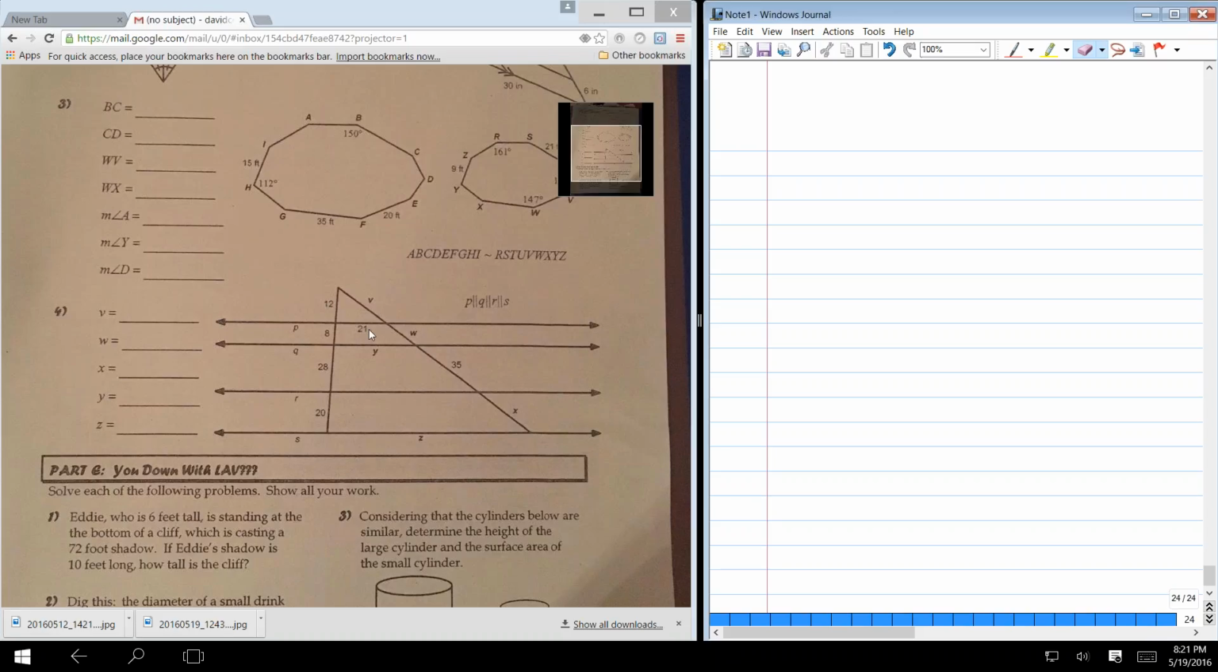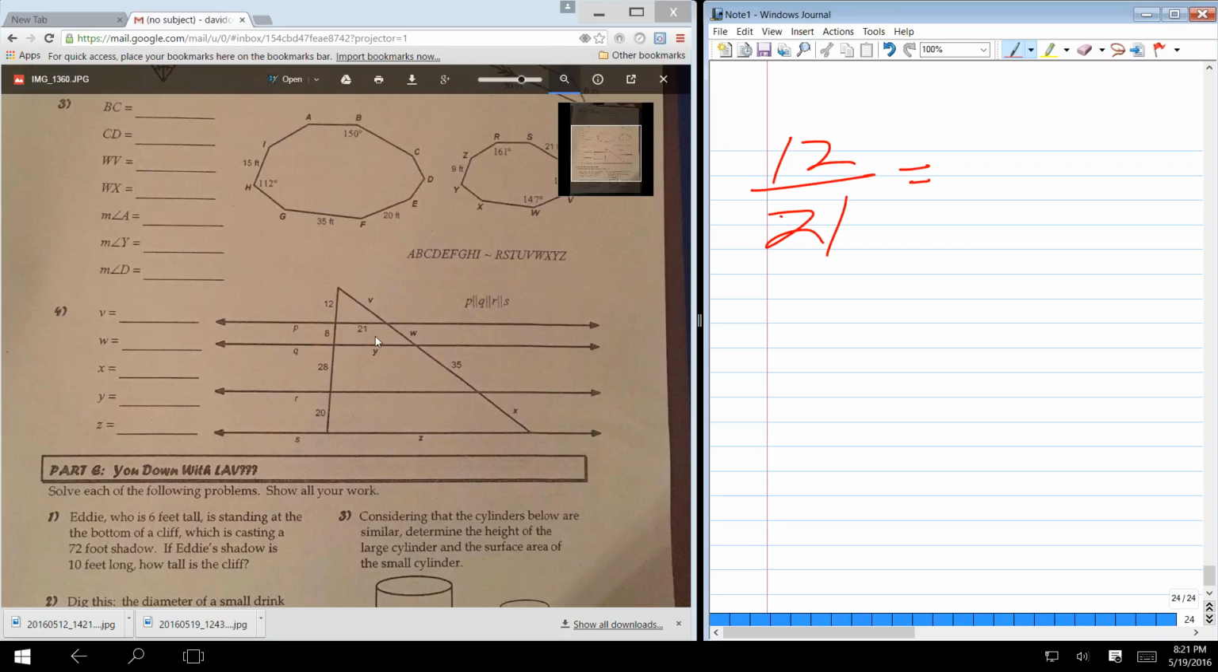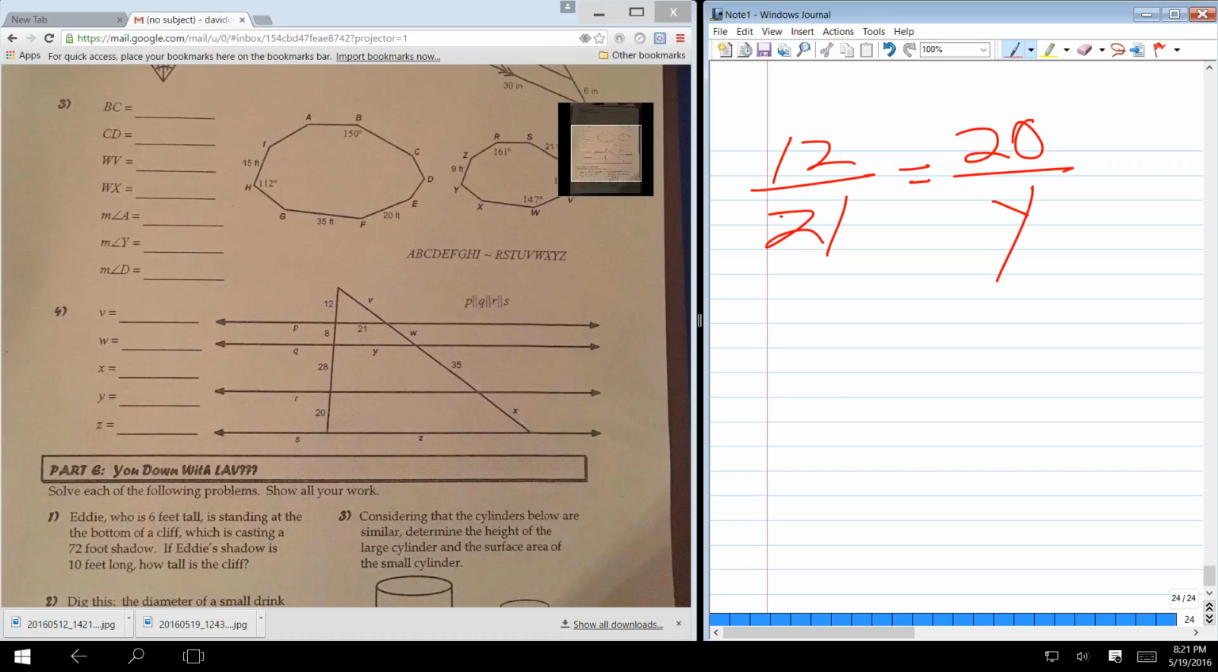That side is to the base, and you can do either way. It just depends on how you choose to look at it. I was going to do 12 over 21 is equal to 8 over y. Not 8 over y. These are similar triangles, so 28 over y. 20 over y. In other words, I took the left side of that triangle over the base. That has to be the same ratio as the left side of that triangle, which is 20, over its base.